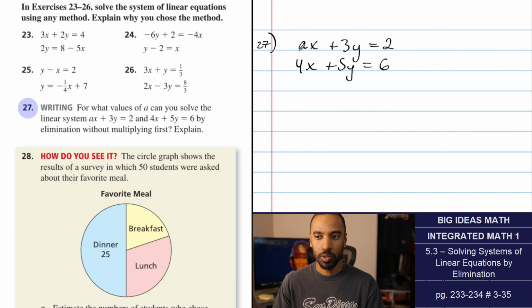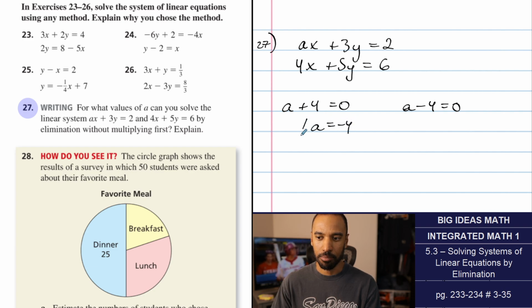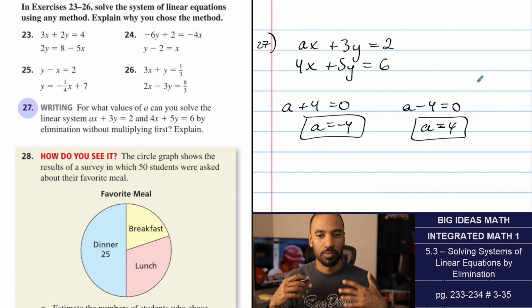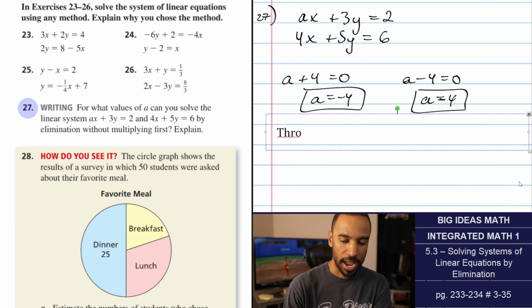So, listen, for these to eliminate, these would have to add to become 0, right? So it's either a plus 4 would have to equal 0 or a minus 4 would have to equal 0. Remember, subtraction is an option, but you have to subtract everything. So, what can a equal? Clearly, it can be negative 4, negative 4x and 4x. Or a could equal positive 4, right? Either one would get you valid numbers to either add down the list, boom, or subtract down the list, boom, and make it work.